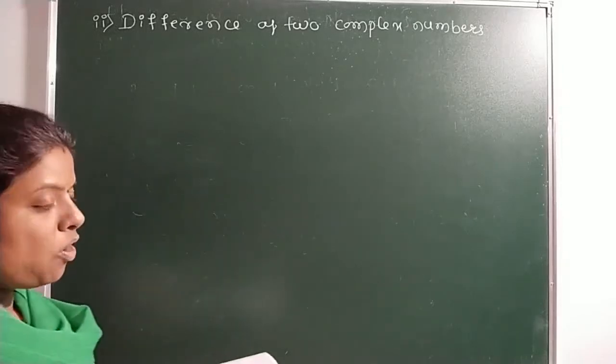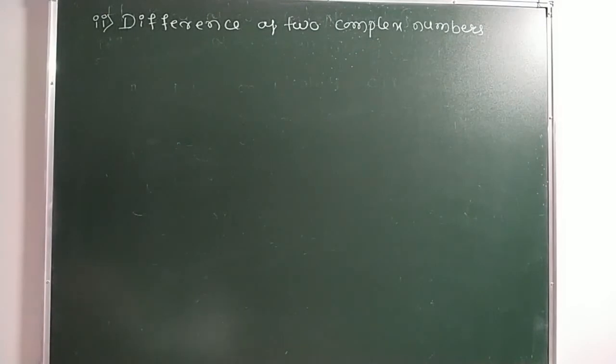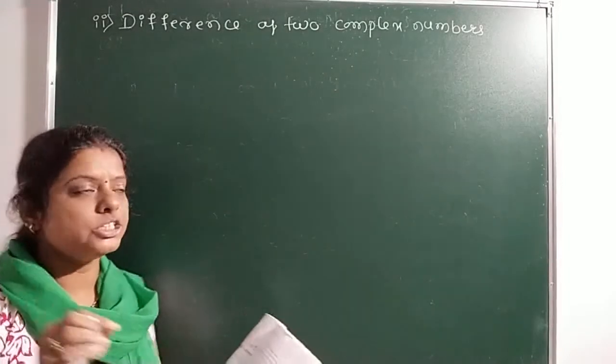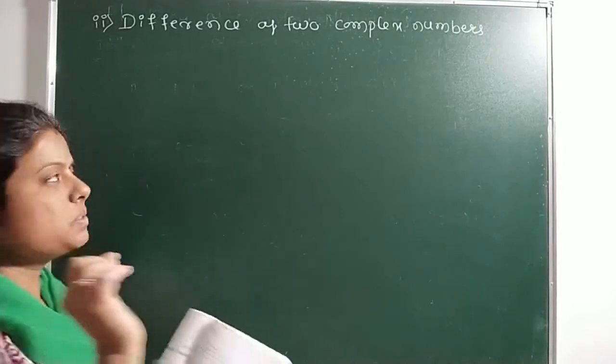In the algebra of complex numbers, the second section is the difference of two complex numbers. The difference of two complex numbers is the same as addition. Here the difference means we have to consider it as a subtraction.